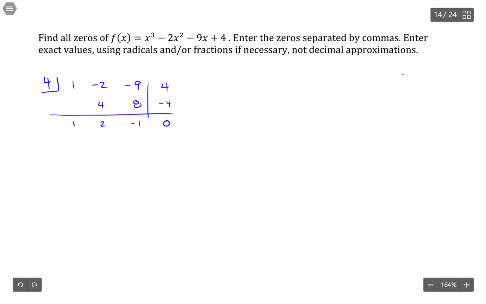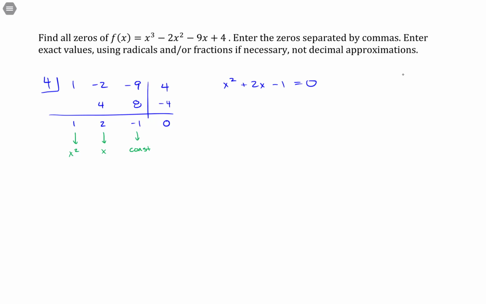Now, the coefficients here are the coefficients of a quadratic whose constant term is -1, linear term, so multiplied by x, is 2x, and the quadratic term is x squared. So what I need to do then is find the zeros of x squared plus 2x minus 1. And that's going to be the remaining zeros of the polynomial.